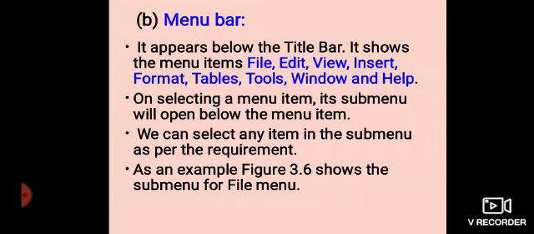On selecting a menu item, its submenu will open below the menu item. We can select any item in the submenu. See, menu bar is nothing but if you click on that particular menu, it gives you some list of submenus. From that you can choose any options. That is called a menu bar. For example, your file menu has got different options like new, open, save as, etc. They are the submenus of the file menu.